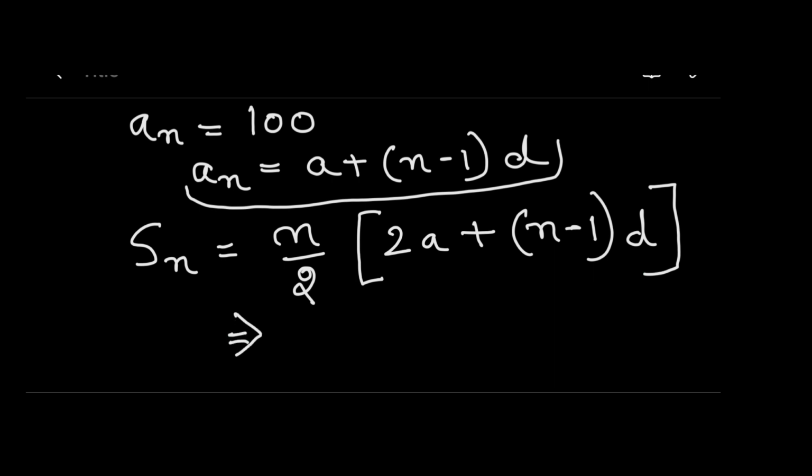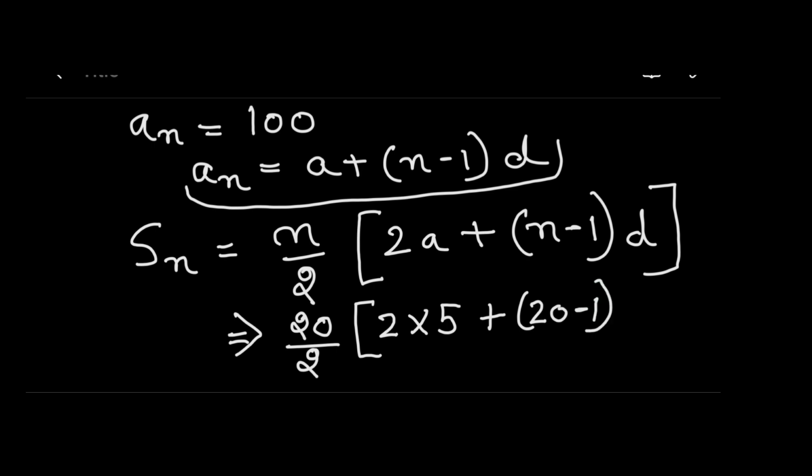So the value of n we already know, it's 20, because they want us to find the first 20 multiples of 5. So it means n is 20. The first term we already know is 5, n is 20, and the common difference we already calculated, which is 5.